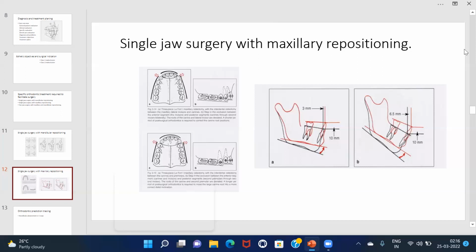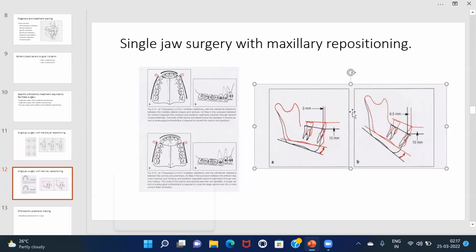In this figure, a low angle case with a 10 mm superior reposition of the maxilla, the mandible will rotate 10 mm superiorly and 3 mm anteriorly. In the B figure, a high angle case, a 10 mm superior repositioning will result in a 6.5 mm anterior rotation of the mandibular incisor. Counterclockwise rotation of the mandible will rotate the mandibular incisor anteriorly, while clockwise rotation will rotate the incisor posteriorly. This will have a significant effect on the final anteroposterior position of the maxilla.